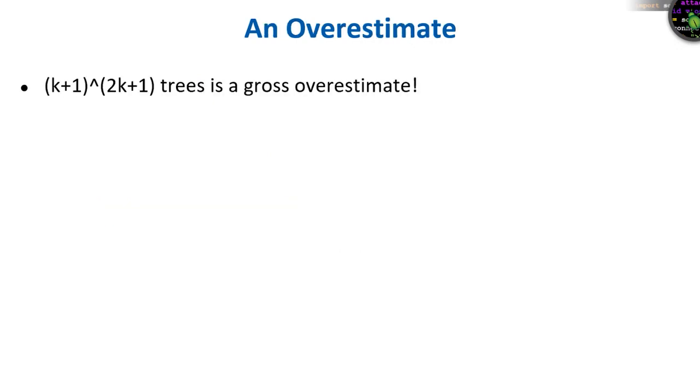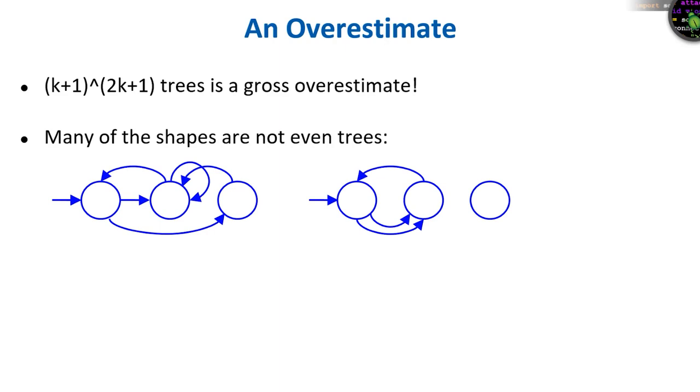As you may have guessed, our count of k plus 1 to the power 2k plus 1 trees is a gross overestimate of the number of binary tree objects we'd really be interested in testing. Many of the structures that would be created by systematically filling in every possible value for left and right in the node objects would be disconnected or contain cycles and therefore would not be trees.